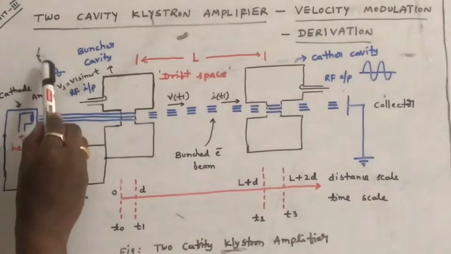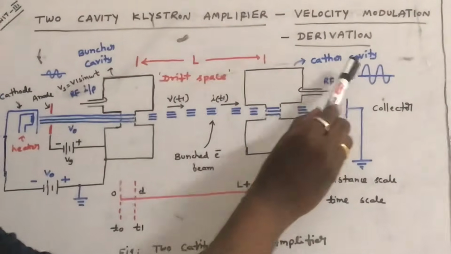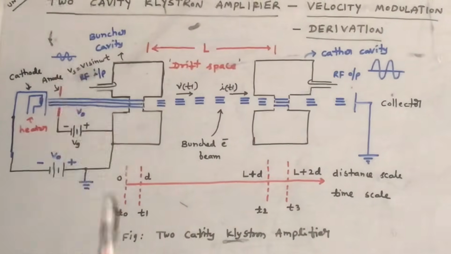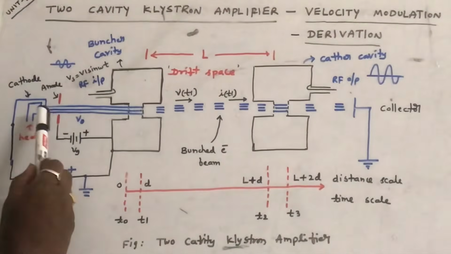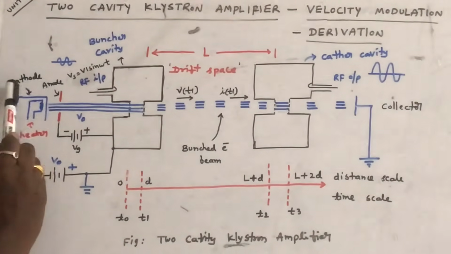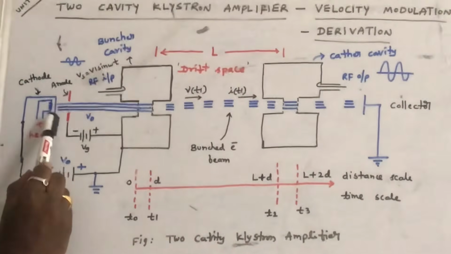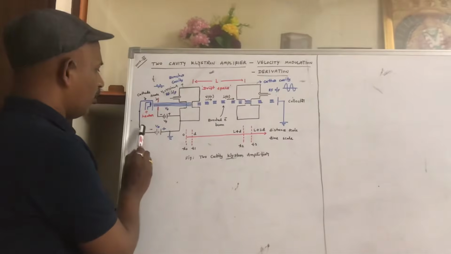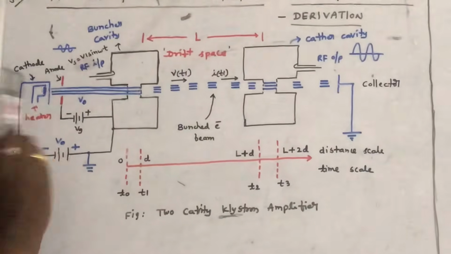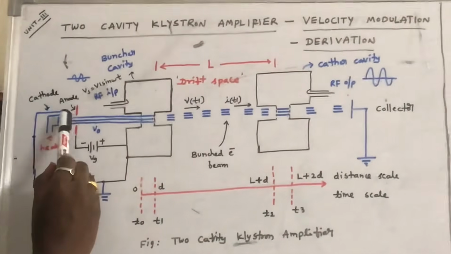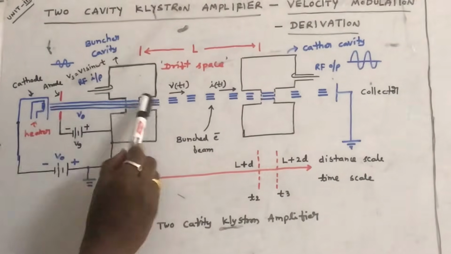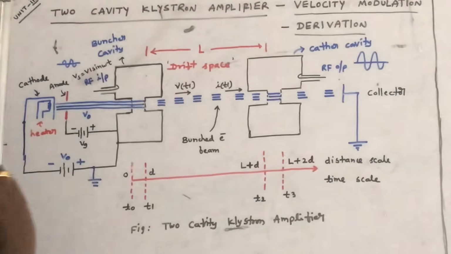This is the input signal, which has small amplitude, and this is the large signal, which is the amplified version of the input signal. Now here there is a heater, which heats the cathode. To the cathode a voltage of V0 is applied, so the cathode emits electrons. Now these electrons are accelerated by the anode and travel towards the buncher cavity.